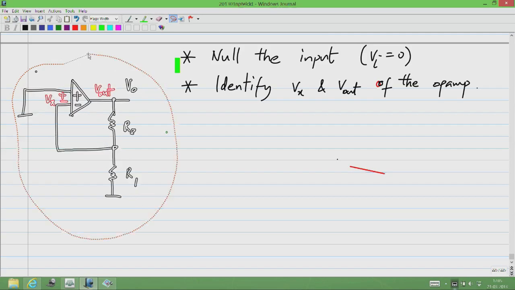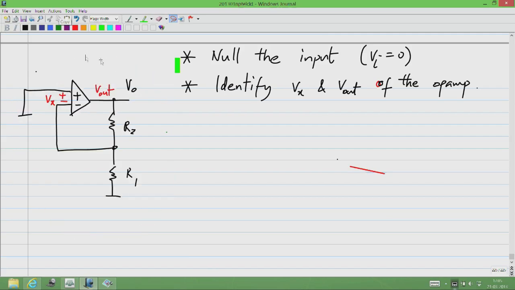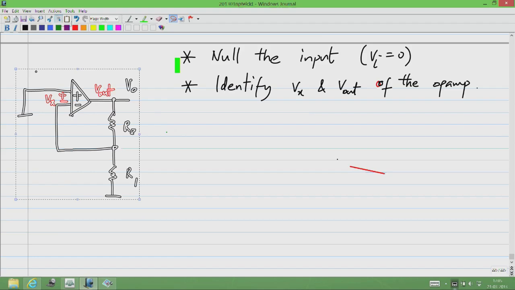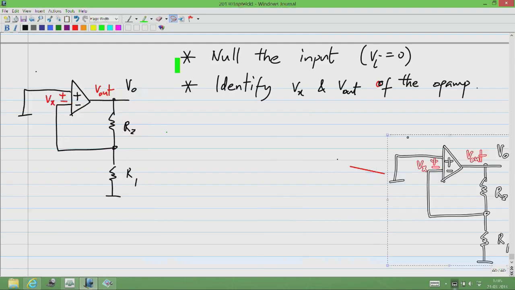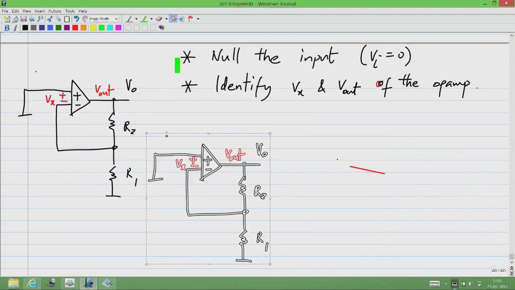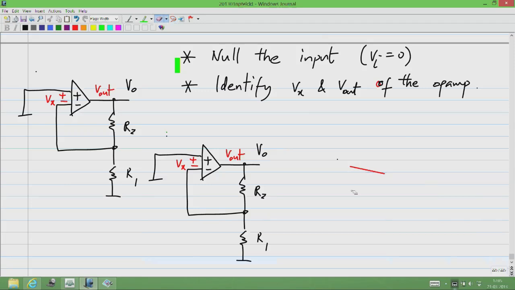So then what you do is you just remove the op amp. Let's say remove this op amp.